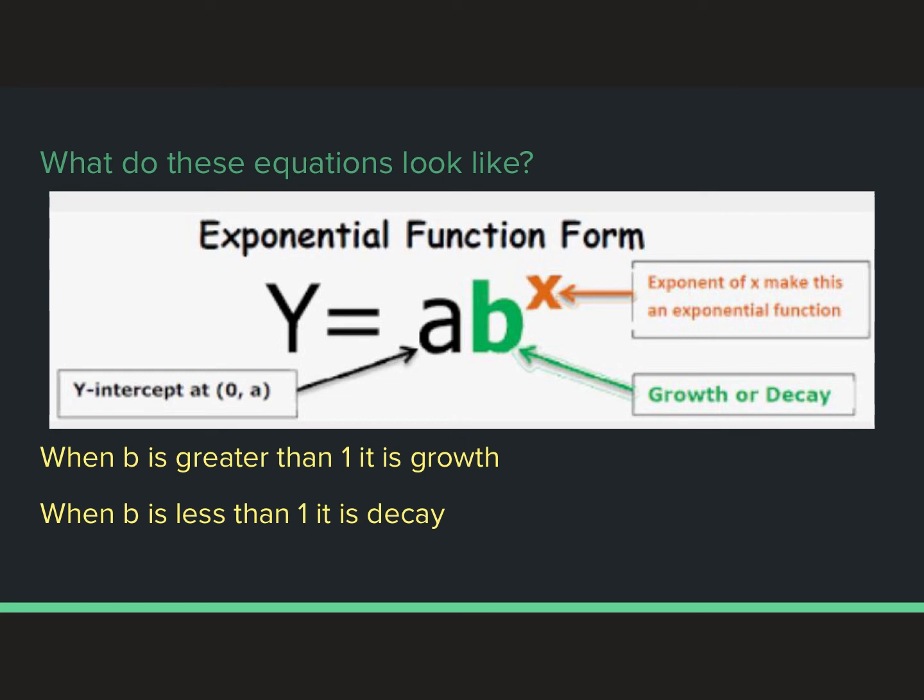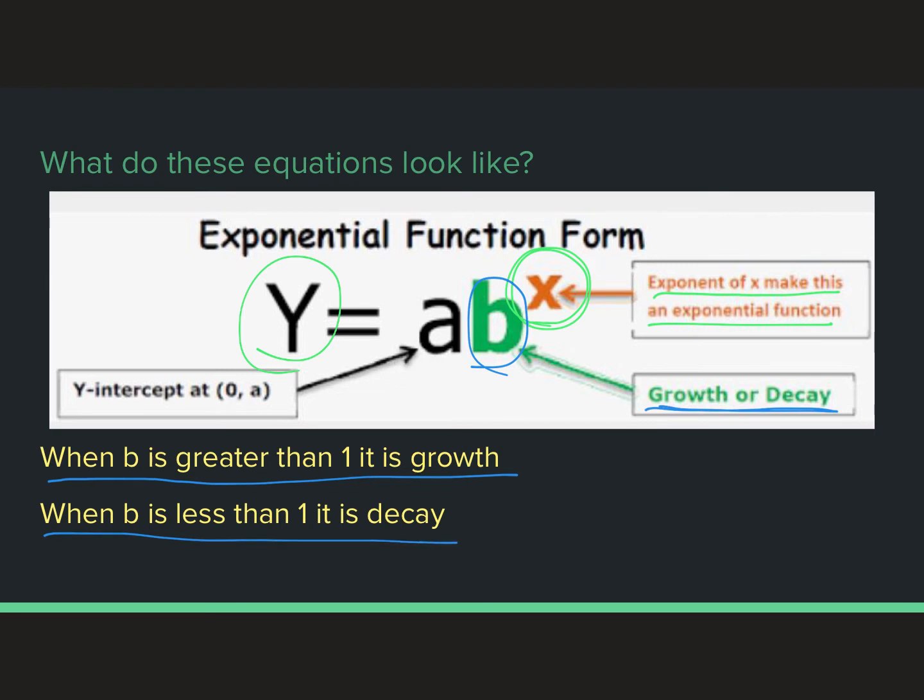So what do the equations for exponential increase or decrease look like? We've got our y equals, we're used to that, we're used to the x, except look where the x is. In this case, the exponent of x is what makes this an exponential function. So b is the amount of growth or decay, and you'll notice when b is greater than 1, it is growth. When b is less than 1, it is decay.